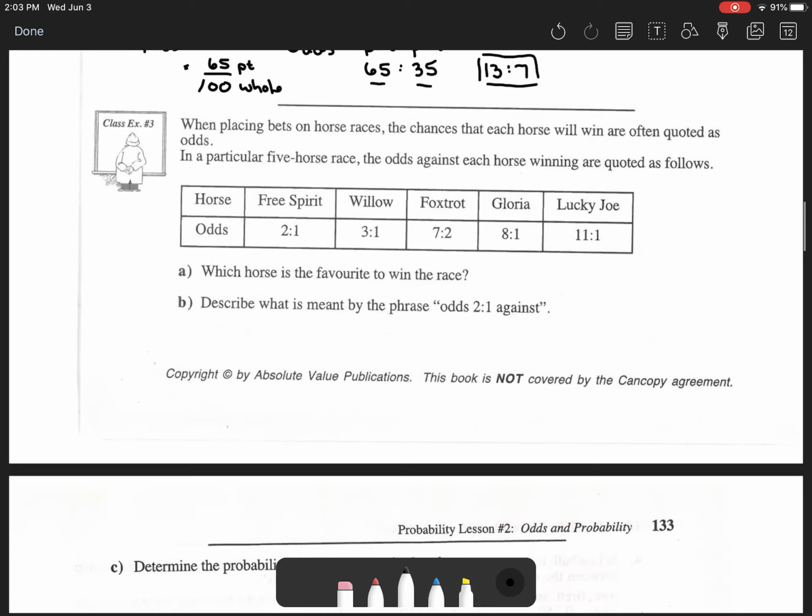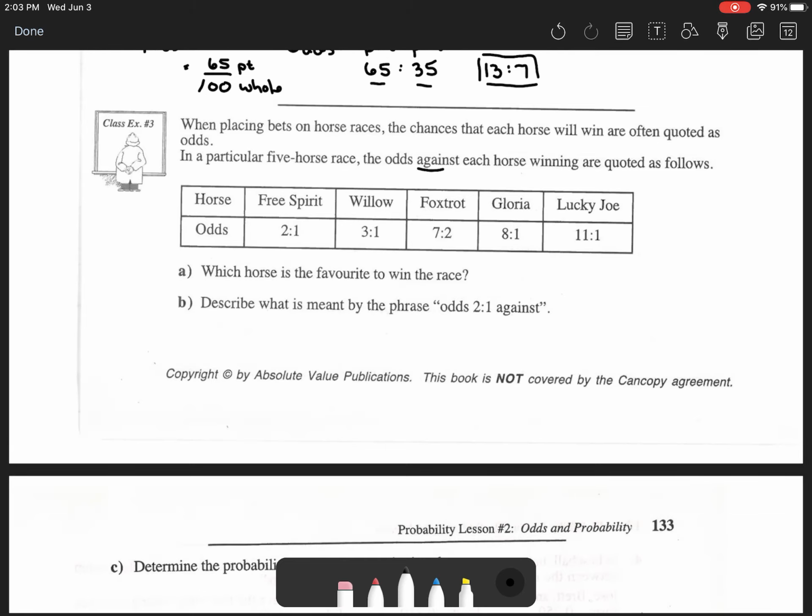Next question, okay? It says, when placing bets on horse races, the chances that each horse will win are often quoted as odds. In a particular 5-horse race, the odds against each horse winning are quoted below. So again, that's very important. The odds that are given are against each horse winning. So which horse is the favorite to win?